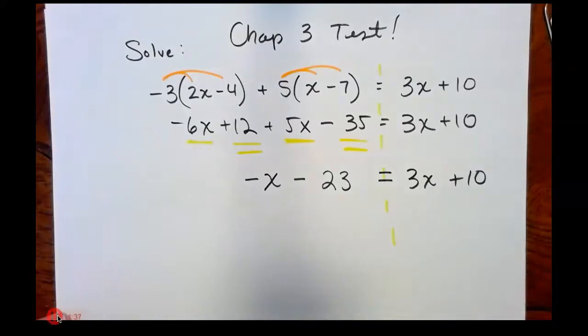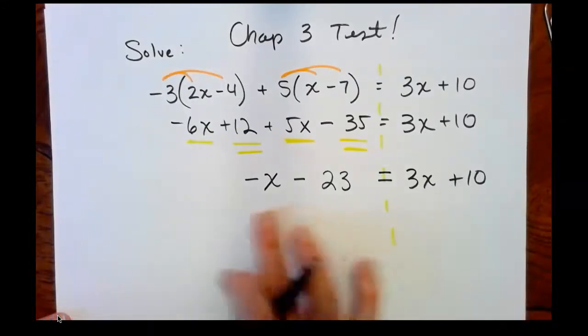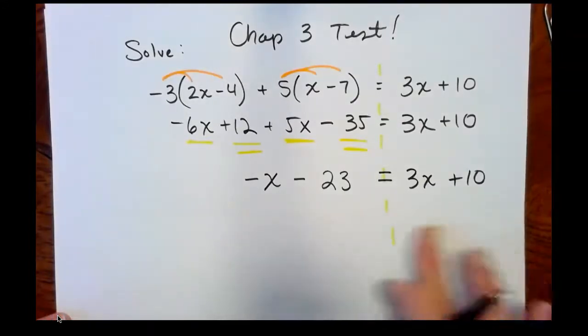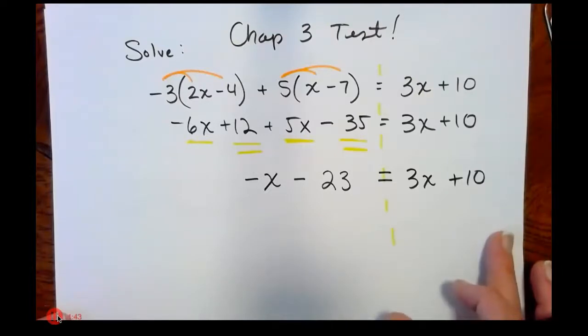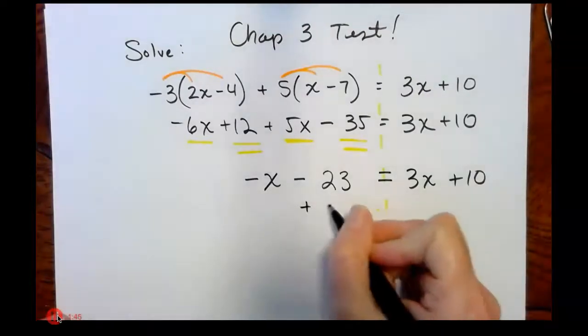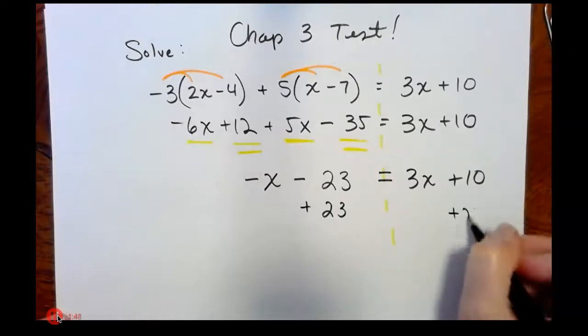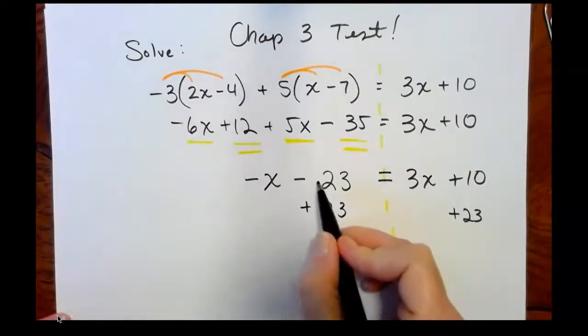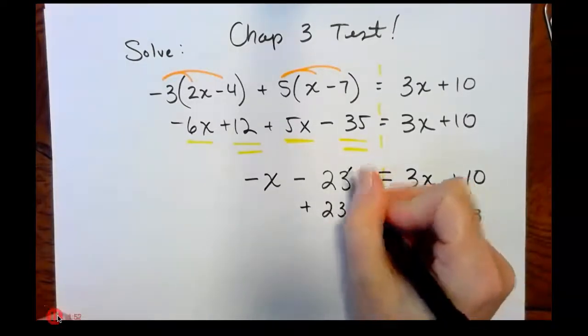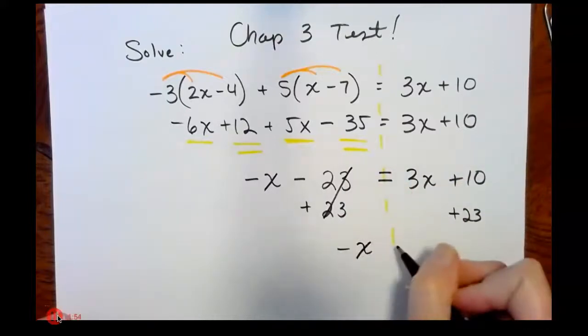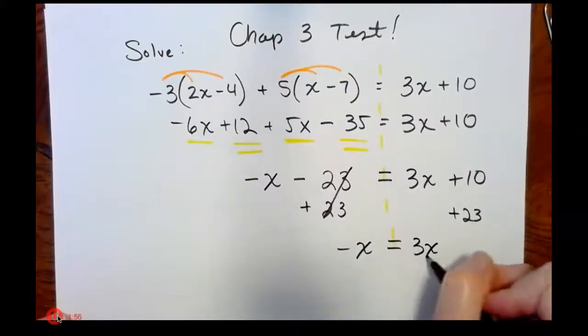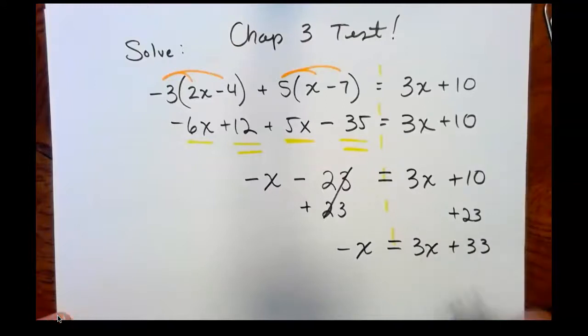So first of all, think about it. Normally, we want to keep all our x's on the left and our constants on the right. So the first thing I am going to do is add 23 to both sides. A -23 and a +23 cancels to give me -x equals 3x plus 33.